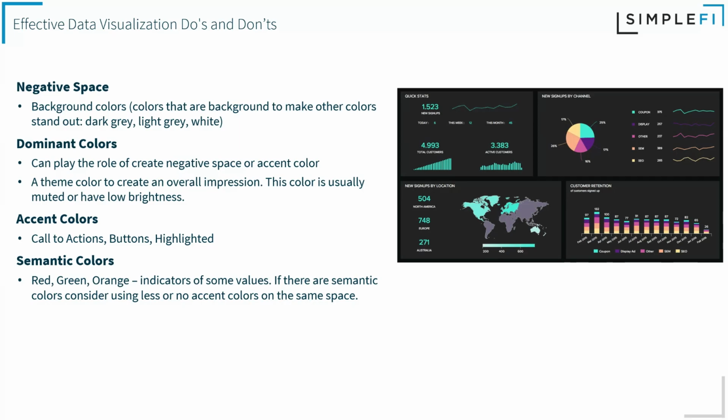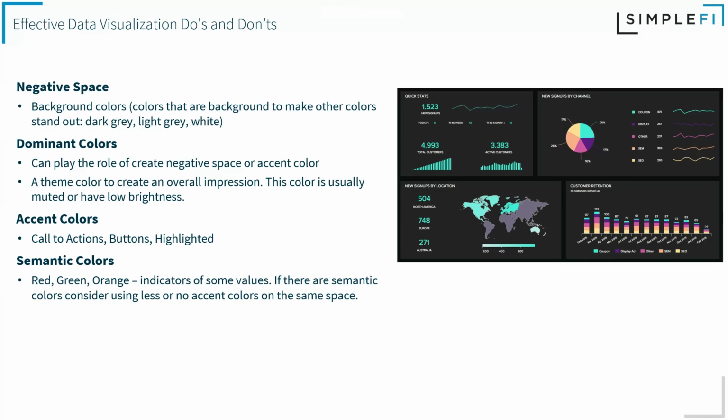Accent colors are, for example, for things like an export button. You have a button for filtering, a button for print. You always want to use the same color, the same look and feel for those kinds of things. And then that color you shouldn't use for something else in the dashboard.